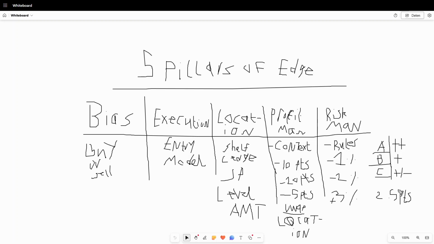Me personally, I don't take C setups. I only take A setups, but B setups, okay, well, yeah, B setups I also take, but most of the time my setups are A. I never take C setups. And B setups I take them, but then I risk maybe 1 to 2 minis. It depends where my entry is, to be honest. And A setups, then I take the full 3 minis.